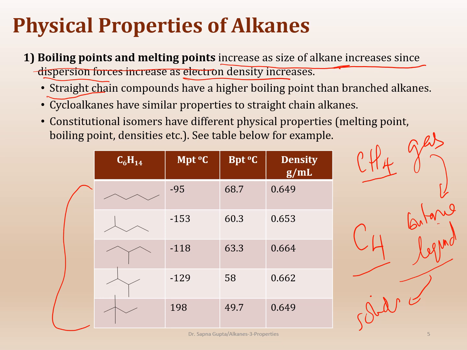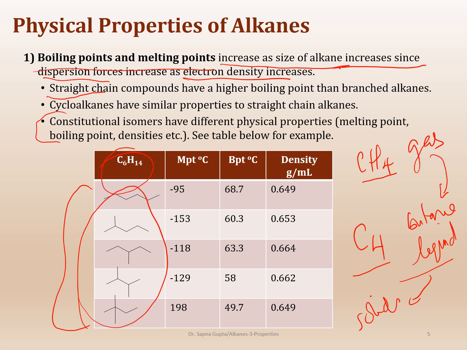Cycloalkanes kind of go along with the straight chain alkanes. Cycloalkanes are not all that different from the corresponding alkane. Cyclopentane, cyclohexane, these are liquids now. So generally what happens is that constitutional isomers will have a slightly different boiling point and melting point. And again, C6H14 shows you, because you can have branching. So when you have branching with constitutional isomers, you change the physical properties of that substance.